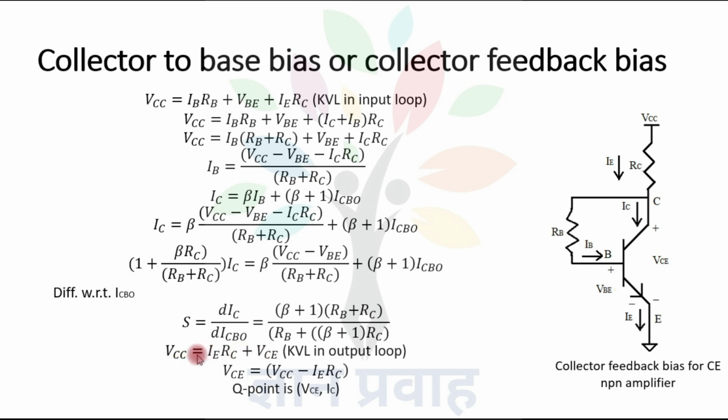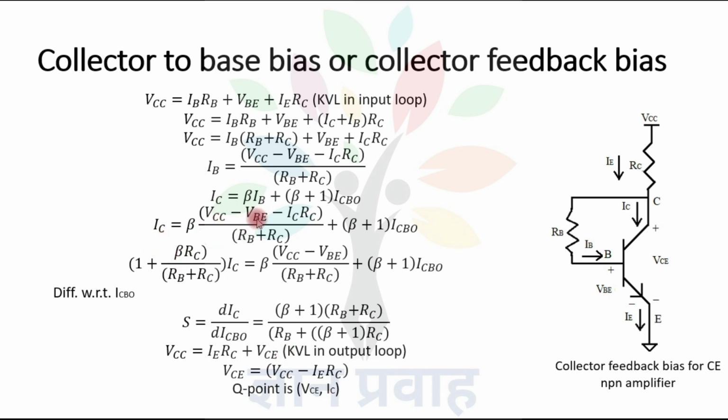KVL in the output loop is VCC equals IE RC plus VCE. From this expression, VCE equals VCC minus IE RC. And here IE equals IB plus IC. So the key point coordinate is (VCE, IC). VCE we have calculated from this equation, and IC we have calculated from this equation.